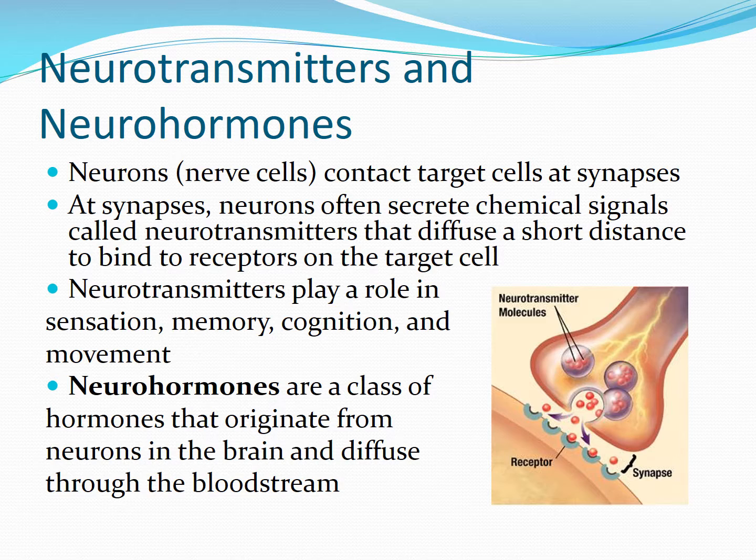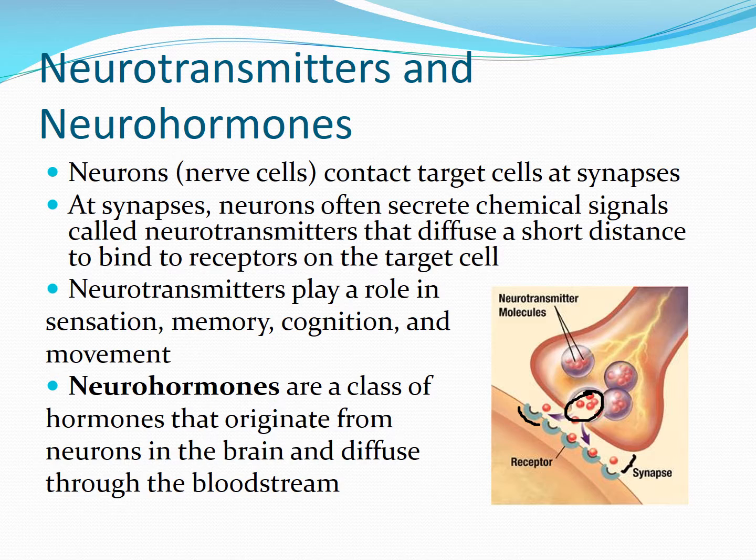What happens is that these little chemicals get released. These are neurotransmitters, and they get released out into the synapse and bind to a receptor on the next neuron in the sequence. So these diffuse a short distance and bind receptors on target cells. These help with sensation, memory, cognition, and of course movement.